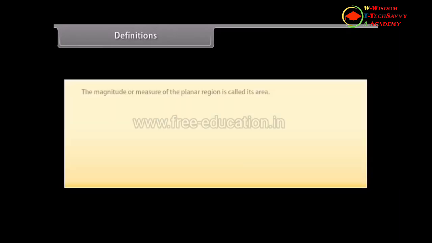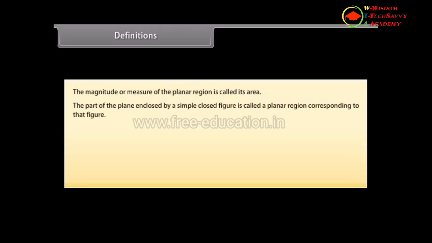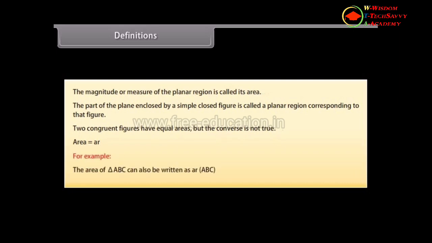Definitions. Students, the magnitude or measure of the planar region is called its area. And do you know what a planar region is? The part of the plane enclosed by a simple closed figure is called a planar region corresponding to that figure. 2 congruent figures have equal areas, but the converse is not true. The area of a figure can also be denoted by AR. For example, area of triangle ABC can also be written as ARABC.